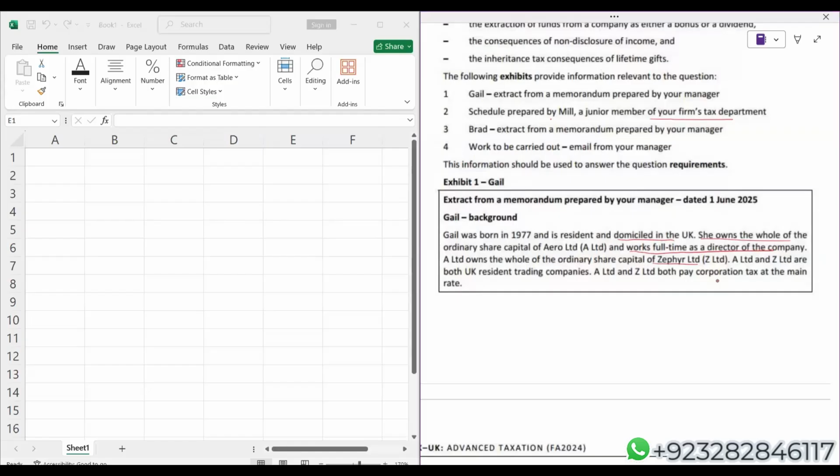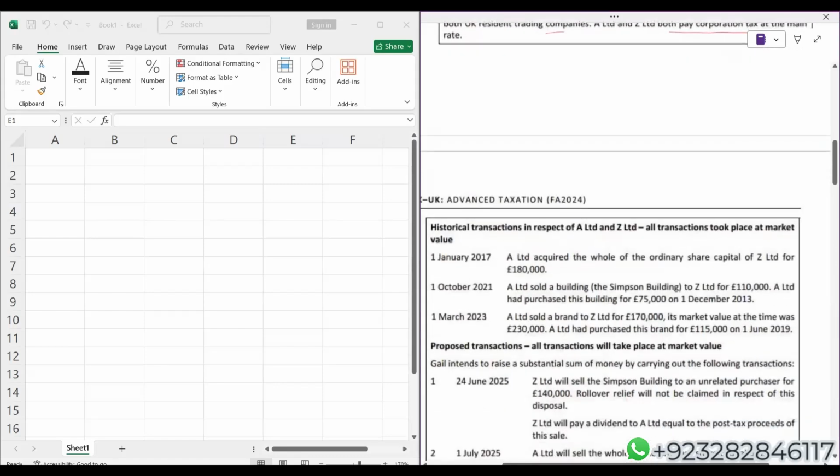Arrow Limited and Zephyr Limited are both UK resident trading companies. Both pay corporation tax at the main rate. Main rate means 25%. Now they're giving us historical transactions in respect of Arrow Limited and Zephyr Limited. In the past, a few transactions happened between Arrow and Zephyr. And don't forget, Arrow owns 100% holding in Zephyr. All transactions took place at market price.